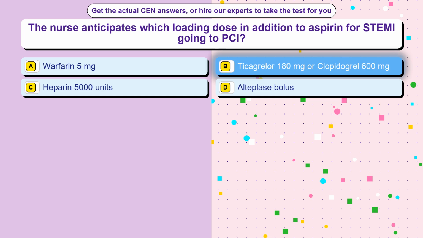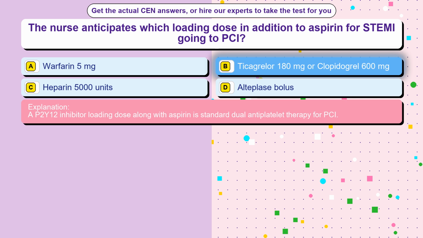The correct answer is option B. Ticagrelor 180 mg or clopidogrel 600 mg. A P2Y12 inhibitor loading dose along with aspirin is standard dual antiplatelet therapy for PCI.